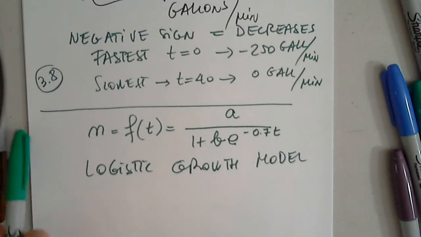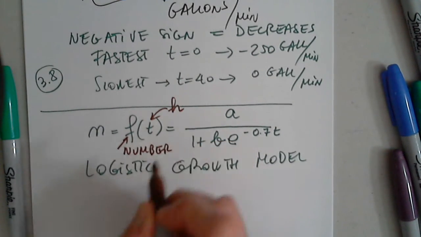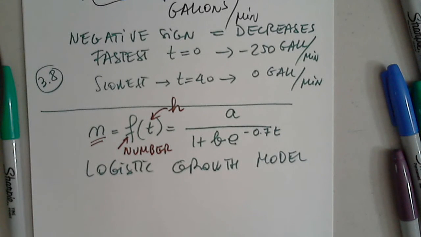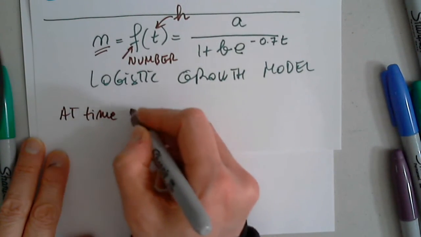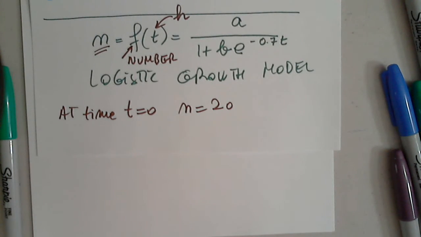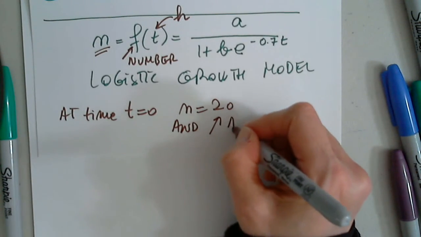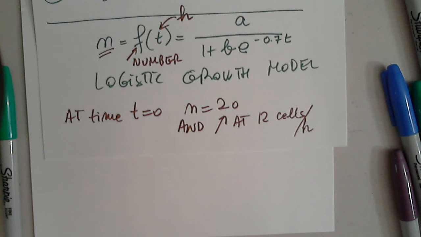Okay, let's see what they want. Taking more notes. t is in hours. And the population, so this is number of cells. That's why lowercase n. Okay, at time t equals 0, the population is 20 cells, and is increasing at a rate of 12 cells per hour at that time. Find the values of A and B.